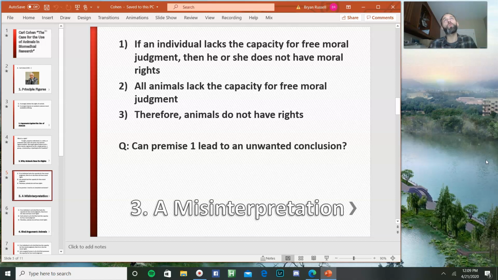So if Cohen was putting forth that argument, he would run into the same problem that Kant ran into, that contractarians run into, and that is that his theory would not guarantee rights for all human beings. It would guarantee rights for only human beings, but it wouldn't extend to all human beings. Those who lacked these capacities would not have rights. But Cohen thinks he has a fix for this problem that Kant and the social contract theorists have run into. So this is actually a misinterpretation of his argument.